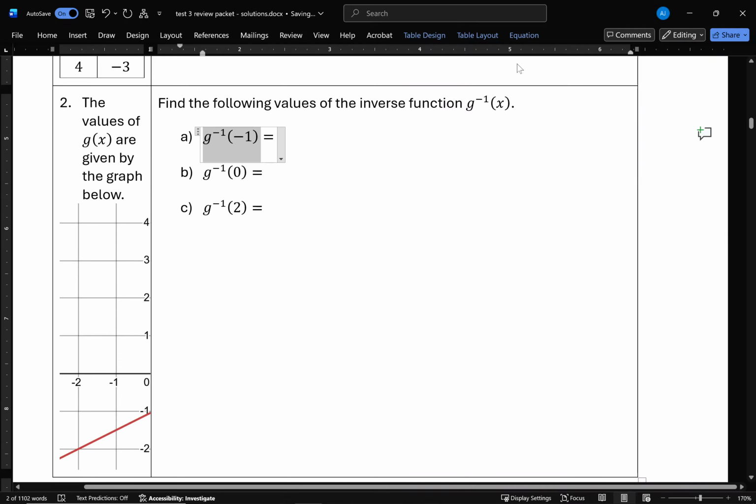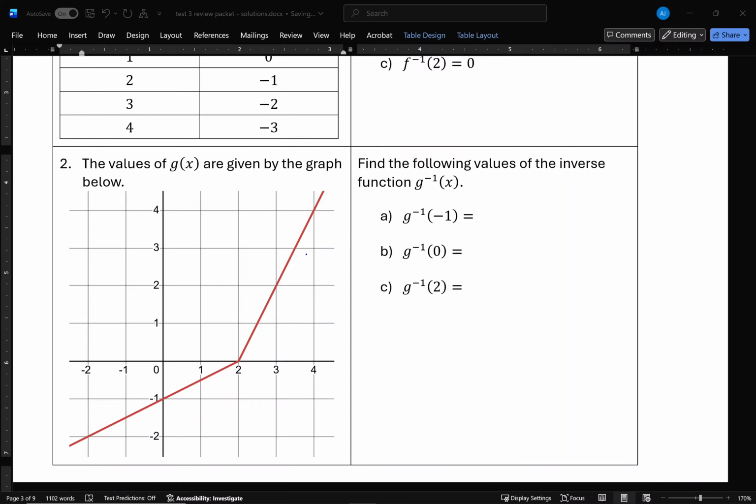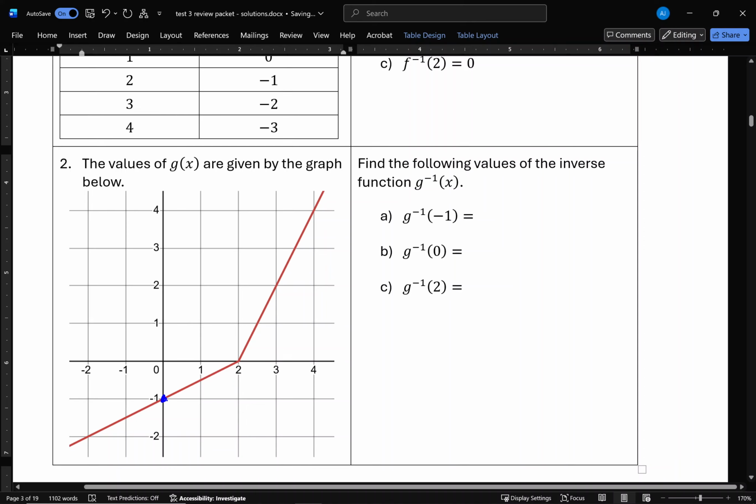on. Okay, so we're looking at this point right here, where the y value of the original g function is -1, and the x value that produced that is 0. So when g of x is -1, then the x value there was 0. So for the inverse, g inverse of -1 is 0.